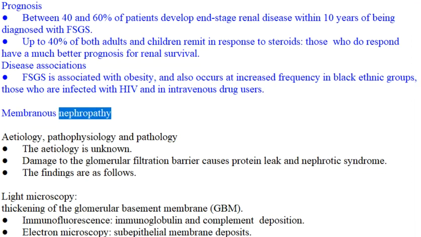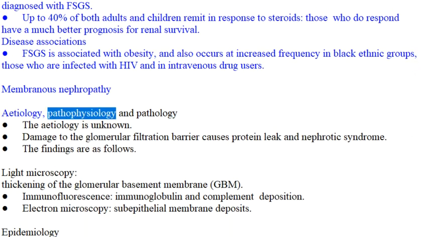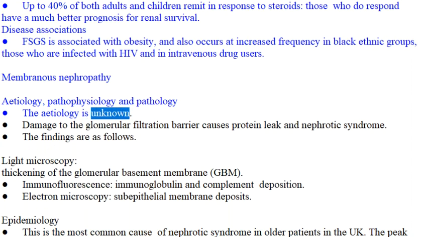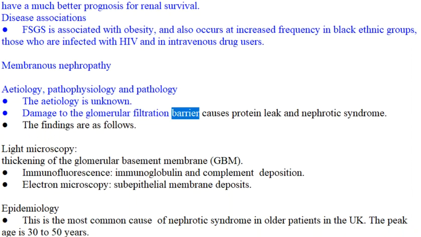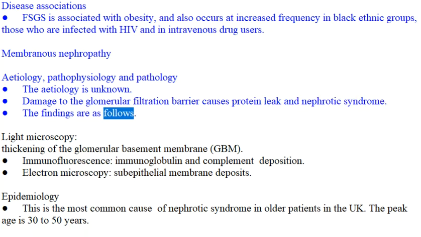Membranous nephropathy. Etiology, pathophysiology, and pathology. The etiology is unknown. Damage to the glomerular filtration barrier causes protein leak and nephrotic syndrome. The findings are as follows.